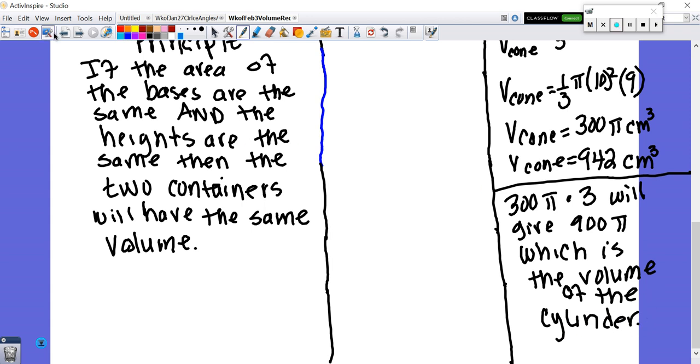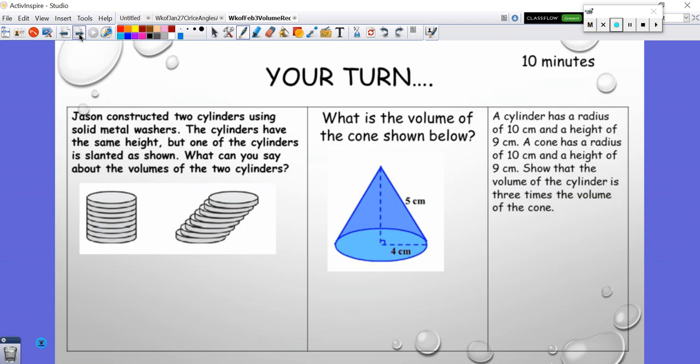And we're finished with that one. Okay, so let's go here. It says, Jason constructed 2 cylinders using solid metal washers. The cylinders have the same height, but one of the cylinders is slanted as shown. What can you say about the volumes of the cylinder?